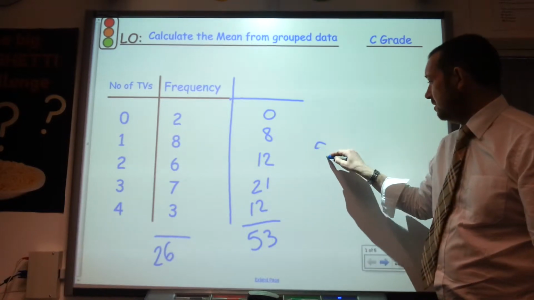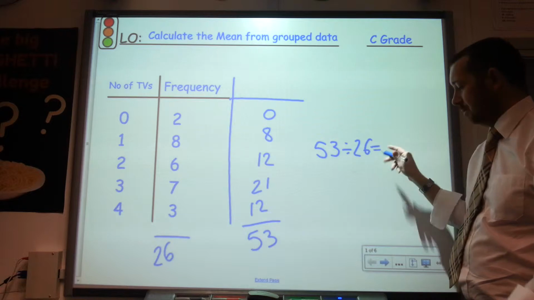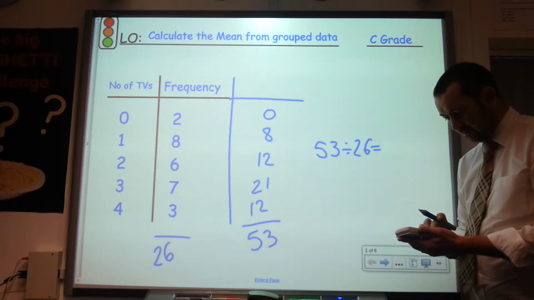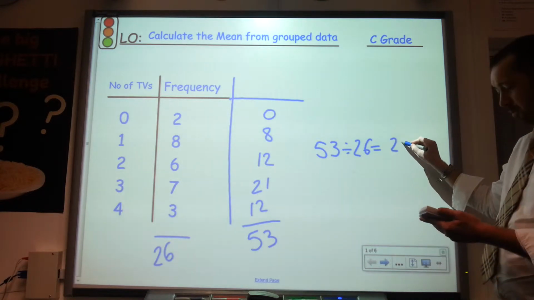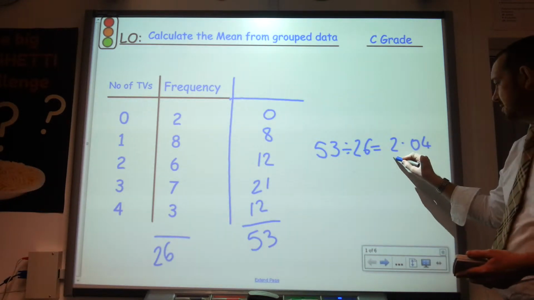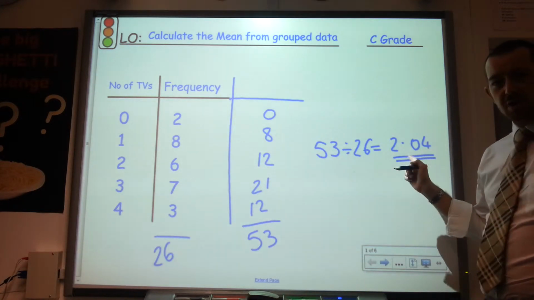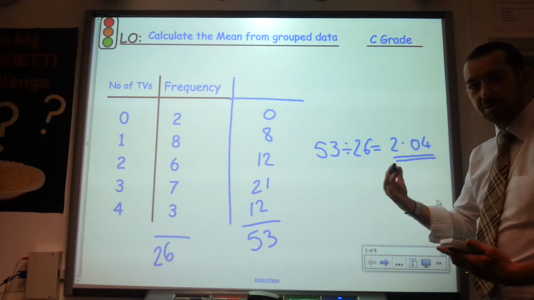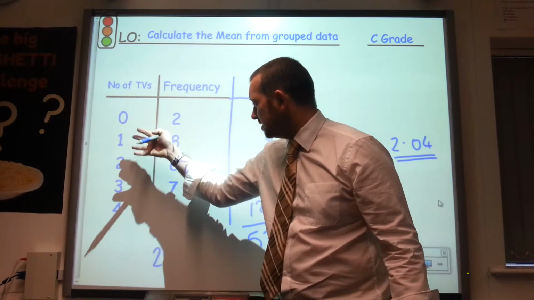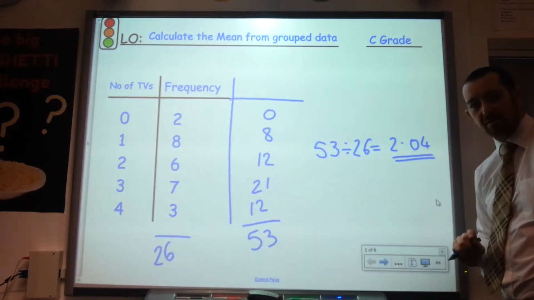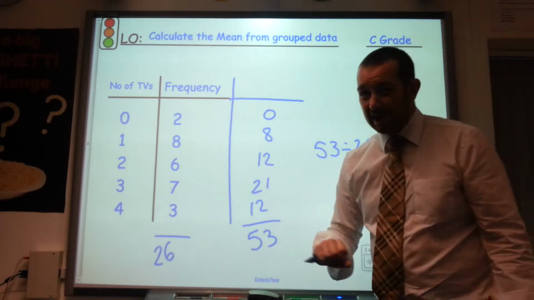So I actually want to do 53, total number of TVs, divided by the total number of people. So I'm going to have there 53 divided by 26, and that gives me 2.04 when I've rounded. So that's the mean number of TVs that people have, just over 2. And it doesn't need to be a whole number, it doesn't need to be an integer, but I'm looking across these numbers here, and it's in the good mix of the numbers there. Okay, so that's how we find the mean of data from a table.